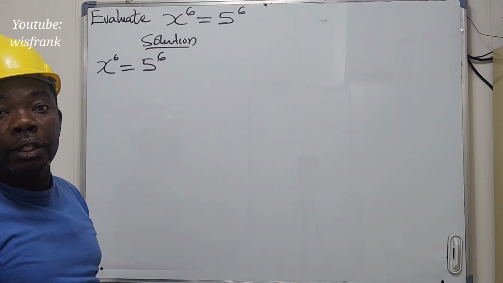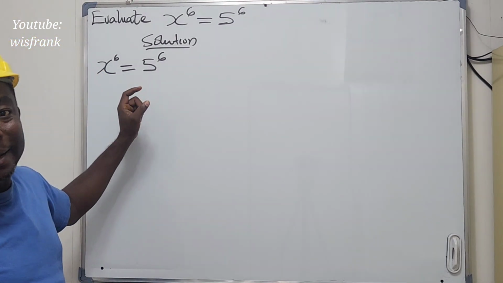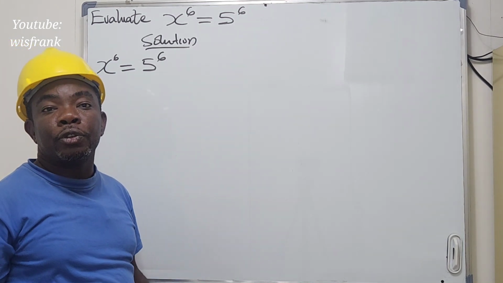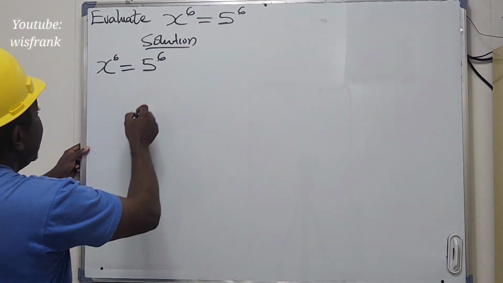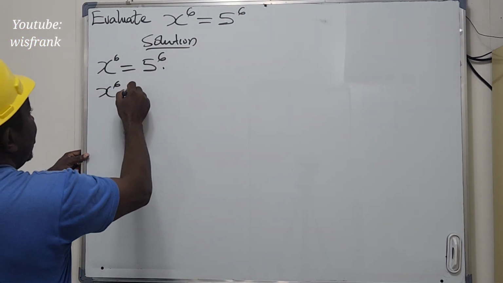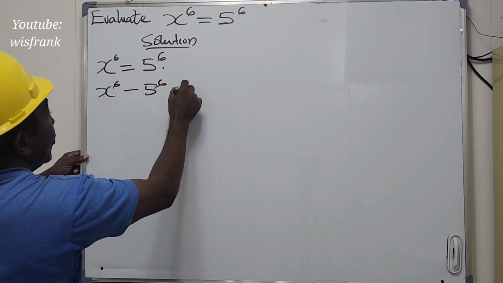For an equation like this, when we have the highest power of the variable, that is 6, that means we have 6 solutions. We are expecting to solve and have 6 solutions from this equation. So this can be written as x to the power of 6. Transposing this to the other side becomes minus 5 to the power of 6 equals 0.